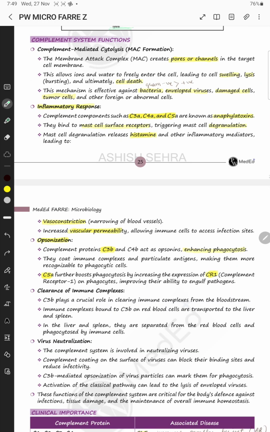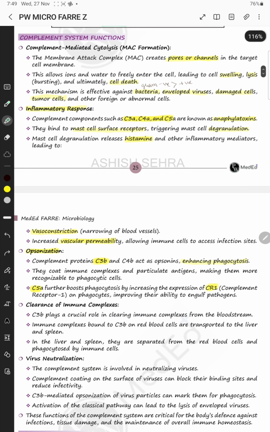Let's see the functions of the complement system. First is complement mediated cytolysis. How is this cytolysis done? By the formation of MAC, the membrane attack complex. Because of the formation of the membrane attack complex, complement mediated cytolysis occurs. The membrane attack complex will create pores or channels in the target cell membrane. It will deposit in the cell membrane of the microbe and create pores or channels.